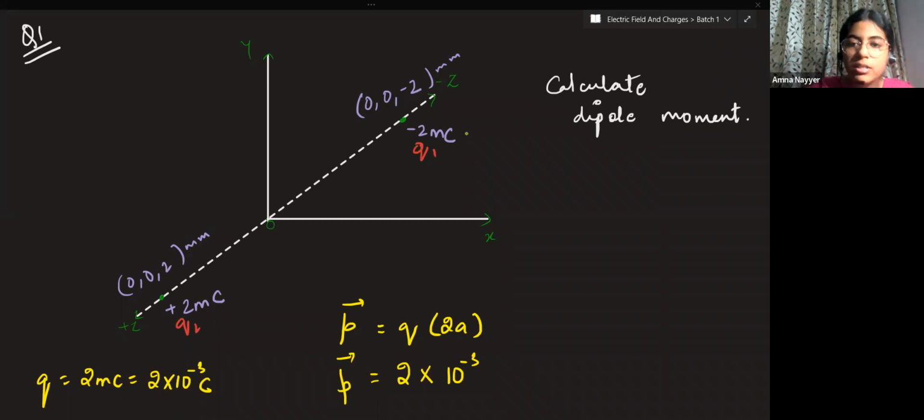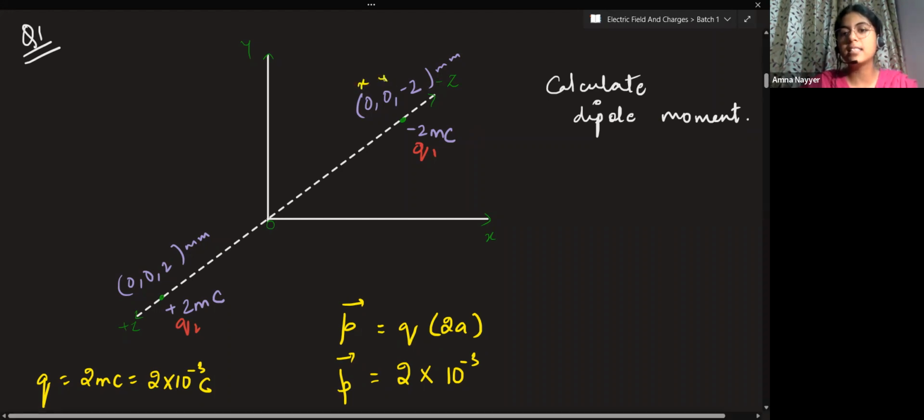See, this is the origin. It has given 0, 0, -2. Means this is for x-axis, this is for y-axis, and this is for z-axis. Means from origin till the charge where the charge is present, this distance is -2 millimeters it is given. Minus sign represents the negative z-axis. What is the magnitude? This means this is 2 millimeters. This separation from the origin till the -2 millicoulomb charge is 2 millimeters.